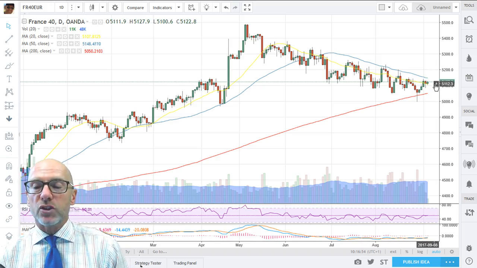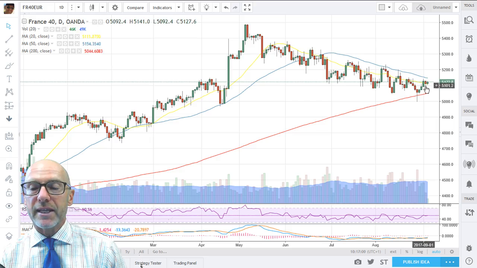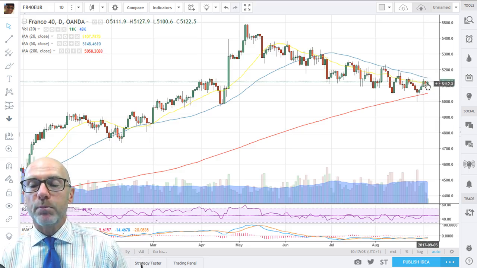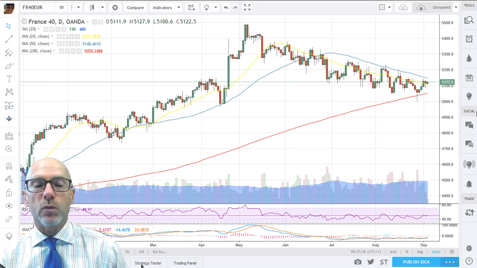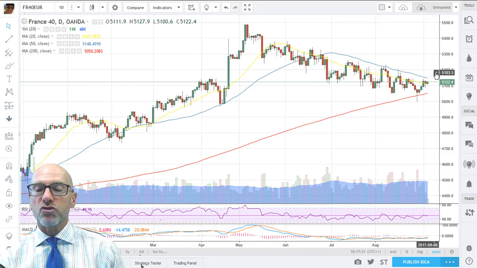However, we've got some negative influences as well. You can see the yellow line there, that's the 20-day moving average. And then above it, we've got the blue line, which is the 50-day. That blue line does represent the upper boundary of the downtrend channel. That's presently at 5148.46. So a break above there would be good. Then a break above the 5200, which was the high of the 16th of August, would then confirm that we've broken the trend.